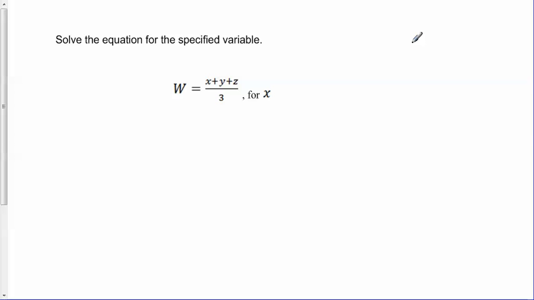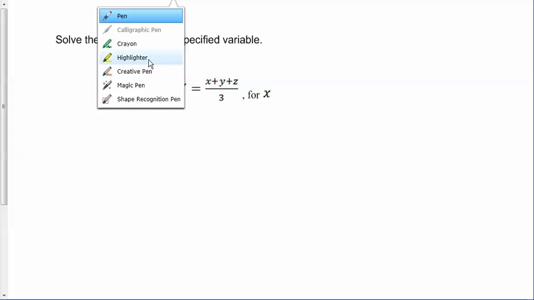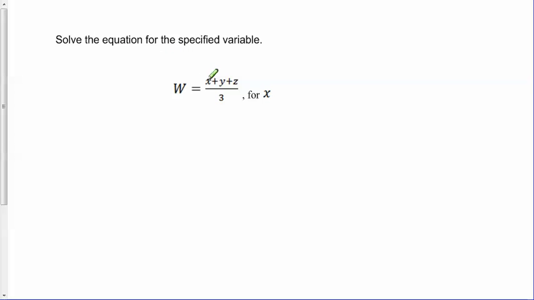Solve the equation for the specified variable. Here we're given the equation w equals x plus y plus z all over 3. And we're being asked to solve for x. So let's get out our highlighter and let's highlight the x to remind ourselves that that's what we want to be solving for.